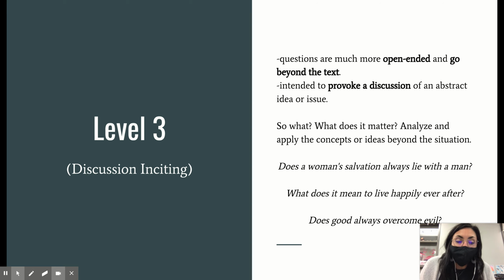My claim or my thesis would have nothing to do with Cinderella, right? My answer wouldn't really have anything to do with Cinderella. But the evidence that I use to support that answer would. What does it mean to live happily ever after? Does it mean finding your true love and getting to become a queen or a princess? Does it mean learning to love the people that are sometimes hard to love, like her stepmother and her stepsisters? I don't know. And then the last question, does good always overcome evil? In Cinderella, yes, as long as you see the stepmother as evil and the stepsisters as evil.